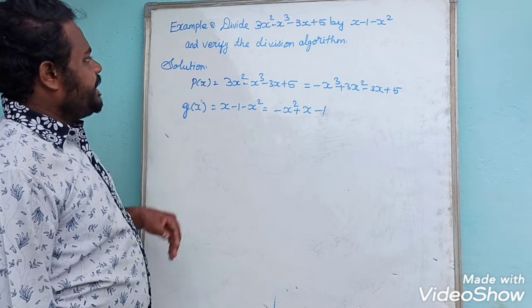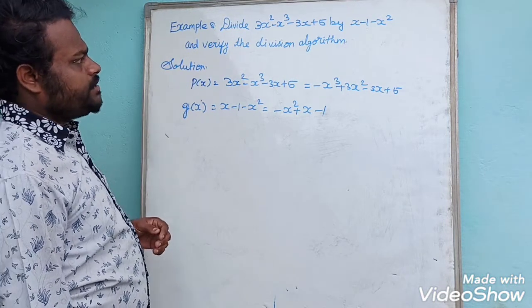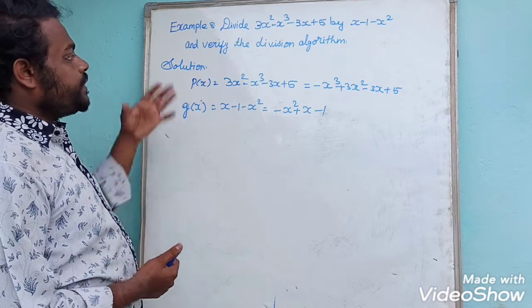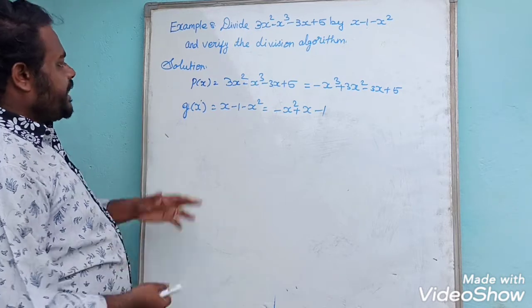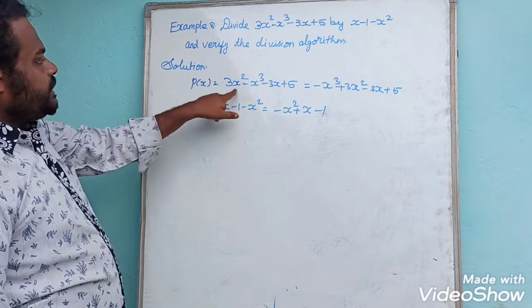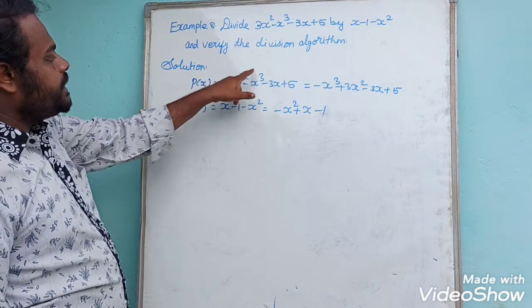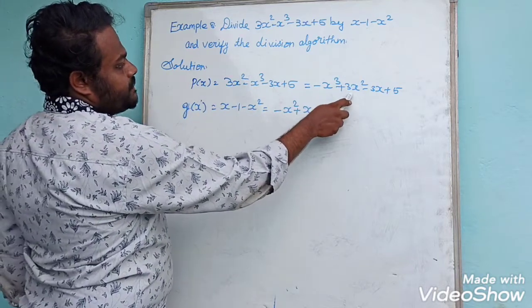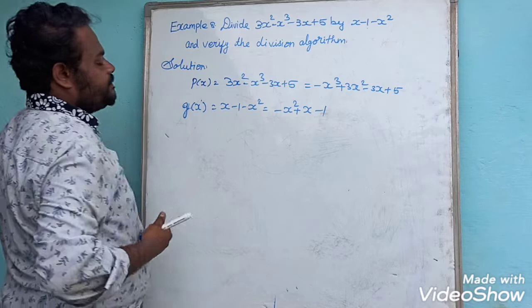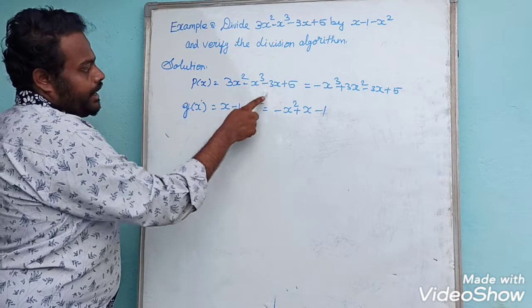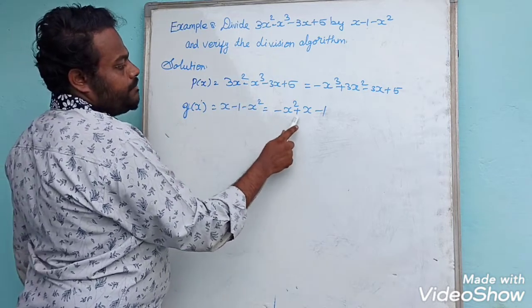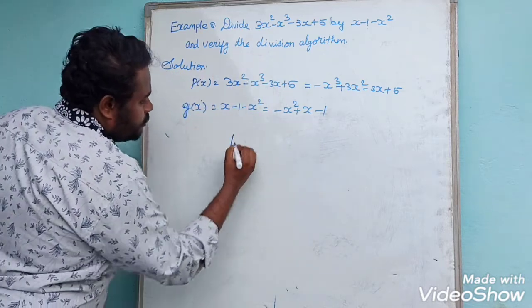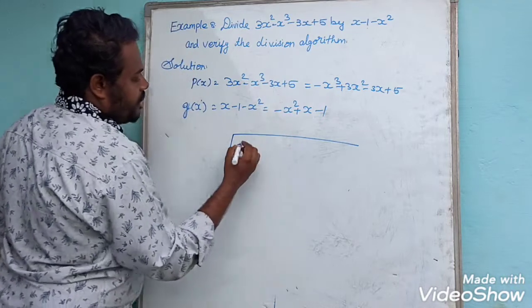Now we see example 8: divide 3x square minus x cube minus 3x plus 5 by x minus 1 minus x square, and also we have to verify the division algorithm. So I take the first one as p of x, 3x square minus x cube, so the degree order is altered. Because of that I make an arrangement: minus x cube plus 3x square minus 3x plus 5, as well as x minus 1 minus x square, again I rearrange this: minus x square plus x minus 1. So now the normal method, we have to divide the polynomial.